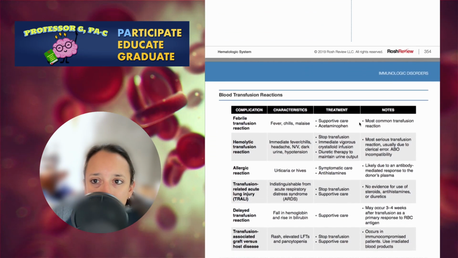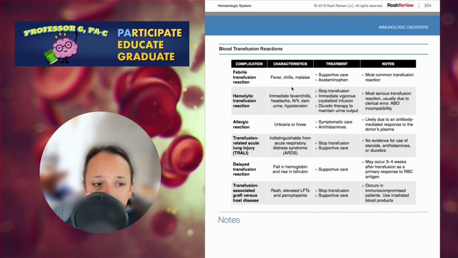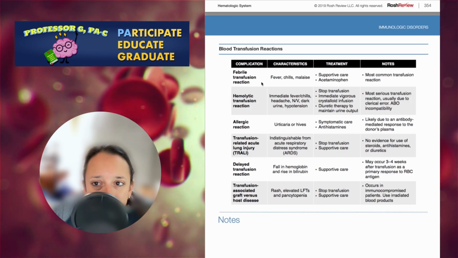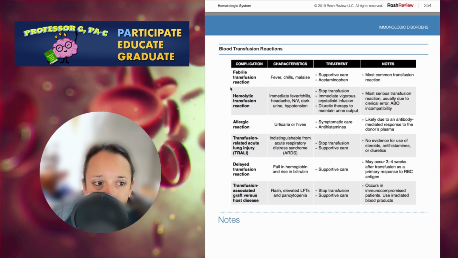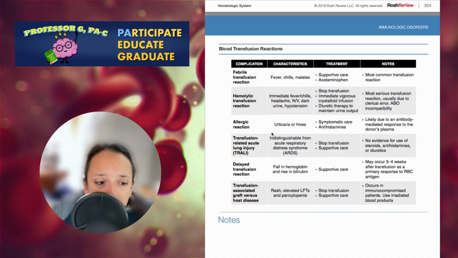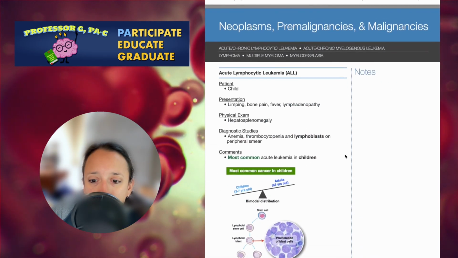All right, so some blood transfusion reactions. This is a nice little chart to compare and contrast the different types. Timing of the reaction is going to be your biggest clue to these. We have all of them listed here. I'm going to let you go through those independently, but I think it'd be a good thing to look at.